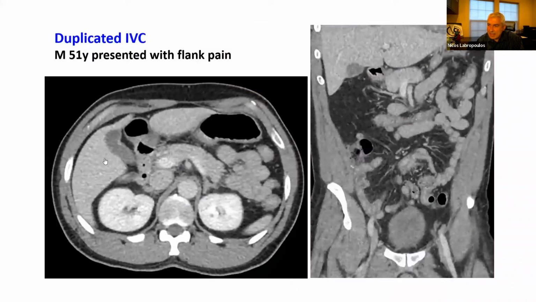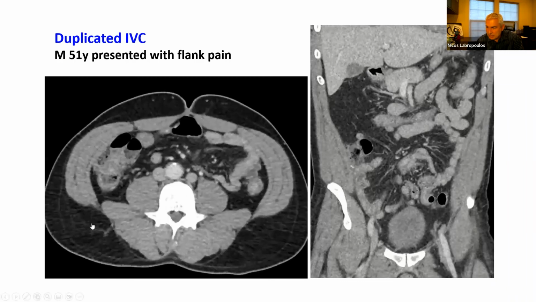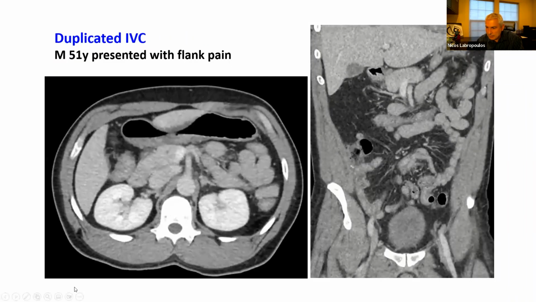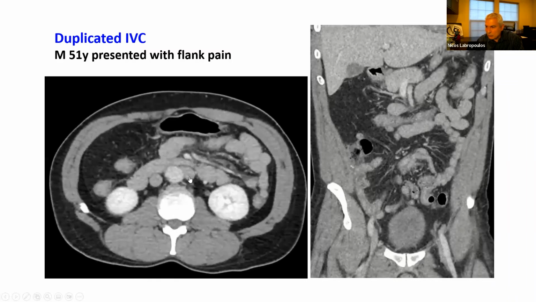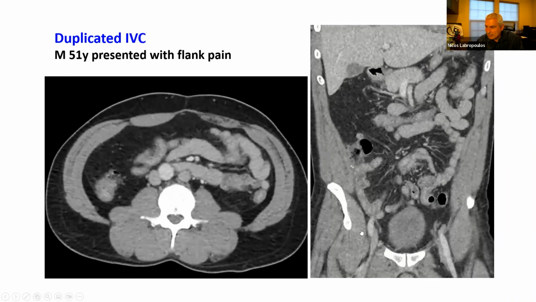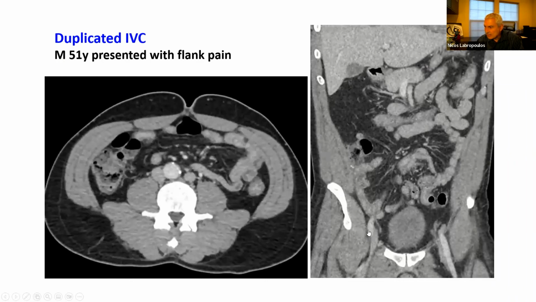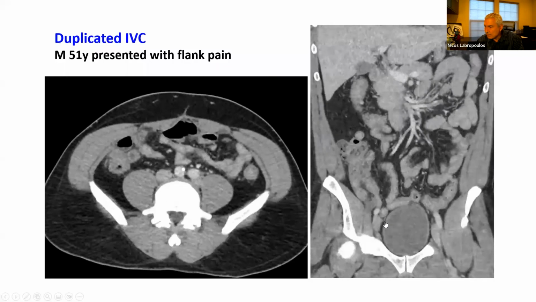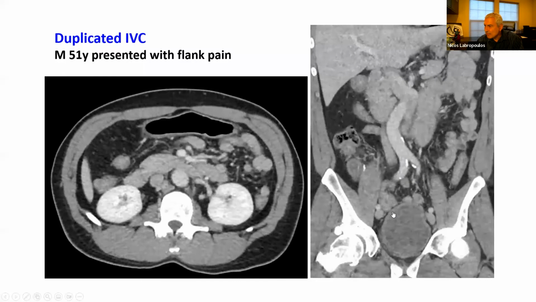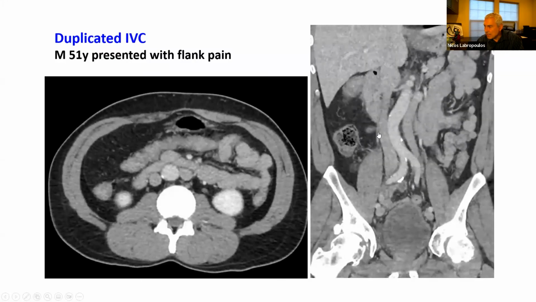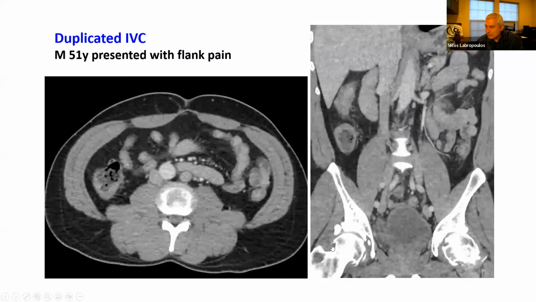Now, this is a duplicated IVC in a male patient, 51 years old, who presented with flank pain. You see the video here nicely, the aorta, and you see the two veins on each side. Let's see the other video as well here on the coronal view. You can see nicely as you go down the aorta and the IVC on each side. There are two IVCs.